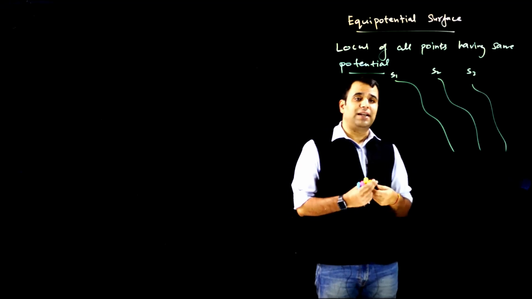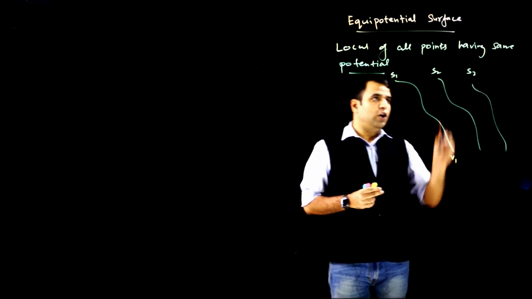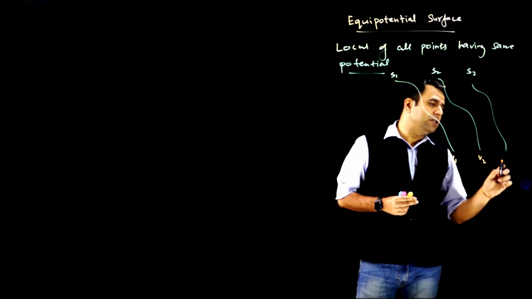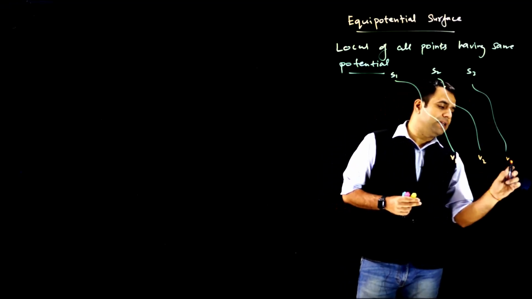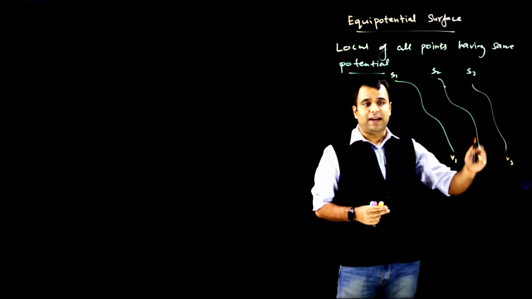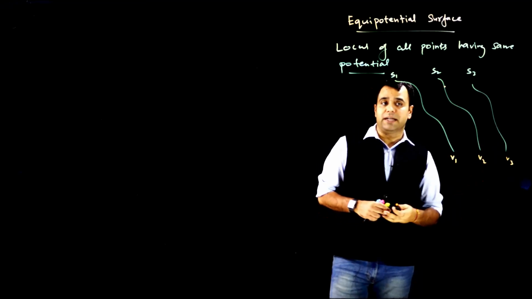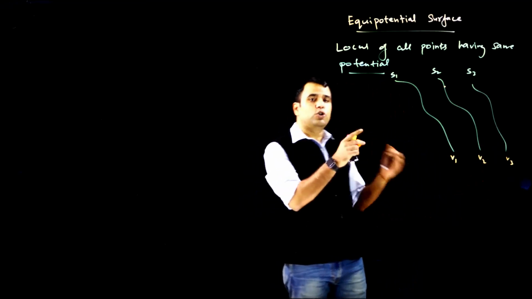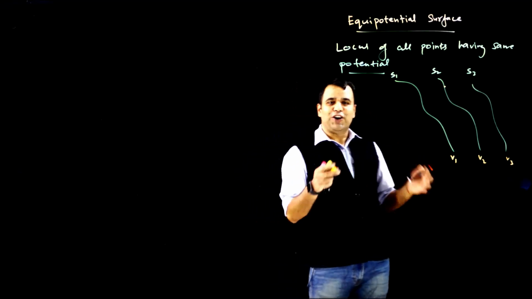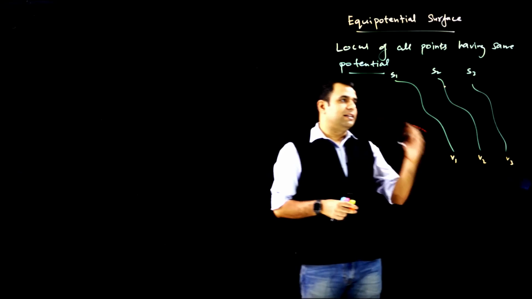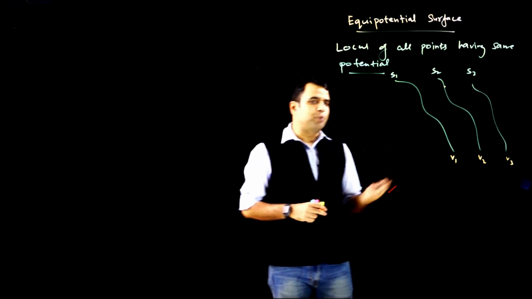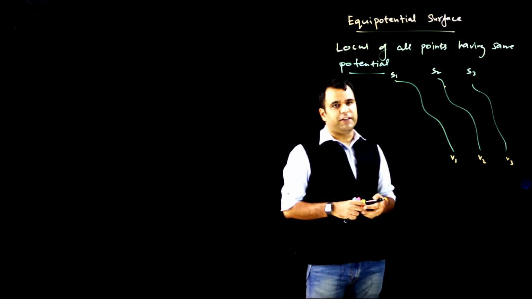Let's say that potential is V1. All the points which are on S2 are having potential V2, and all the points on S3, I'm calling that potential V3. So all points here are having the same potential, all points here are having the same potential, all points here are having the same potential. So that's how you draw the equipotential surface. When you join all the points which are having the same potential, the surface which you get is known as the equipotential surface. Now there are some properties of this equipotential surface.